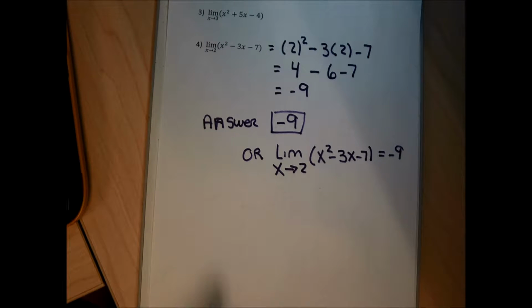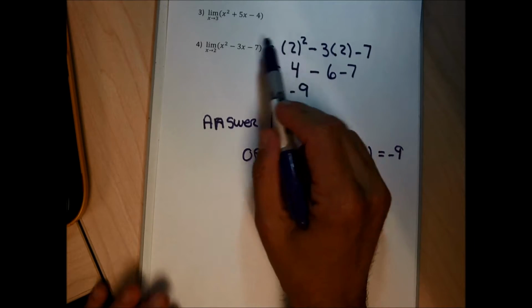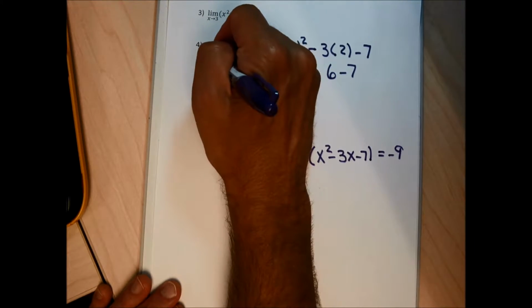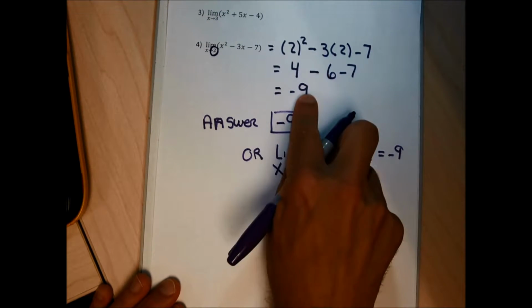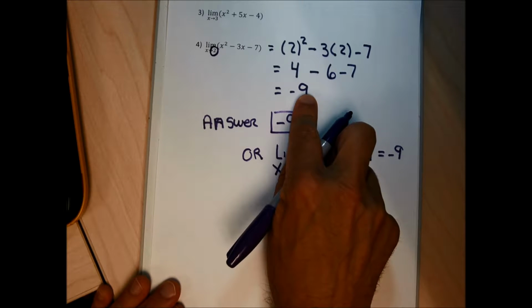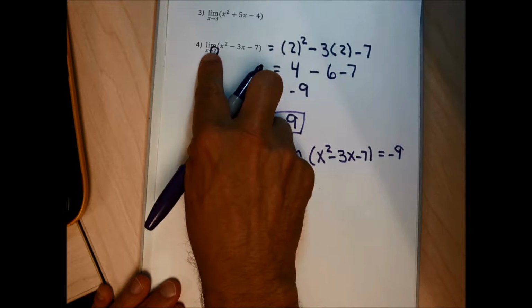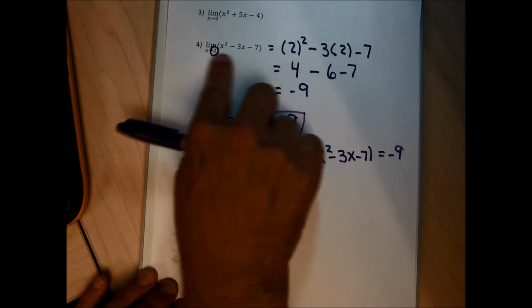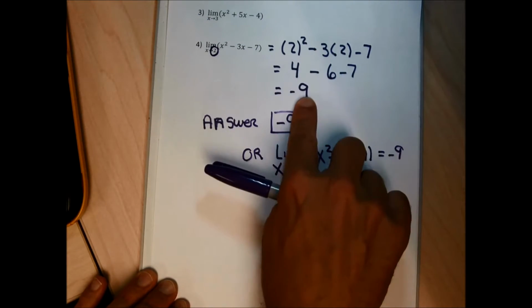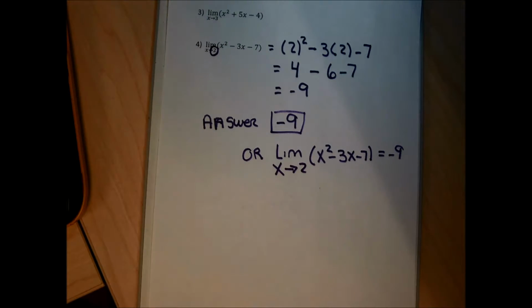One thing that's semi-important is once I plug the number that I'm asked to find the limit at in for x, I stop writing the limit. That's called taking the limit. Once I take the limit, I don't write the limit anymore. So once the x's disappear, none of my algebra is going to have the word limit anymore.